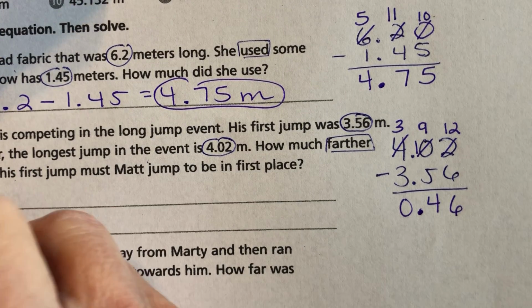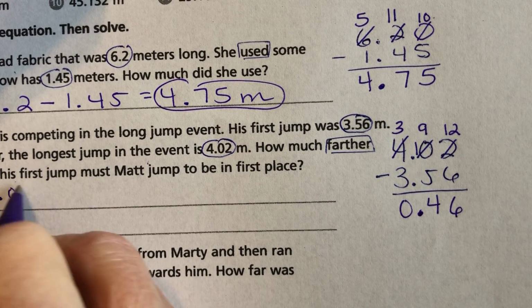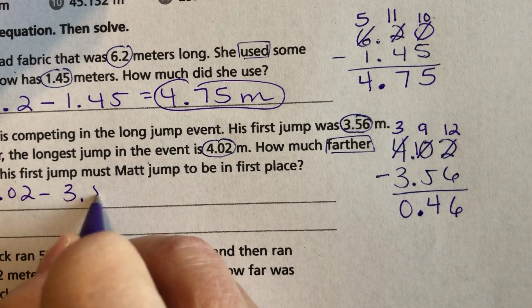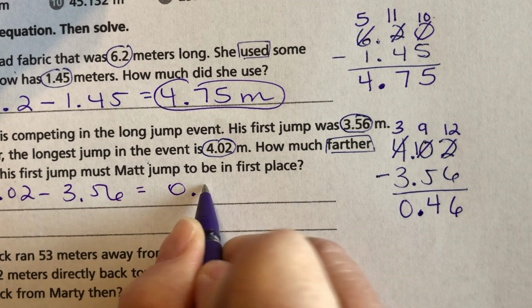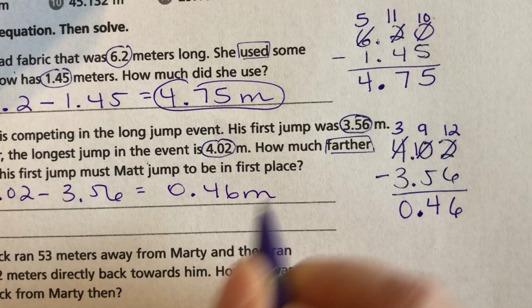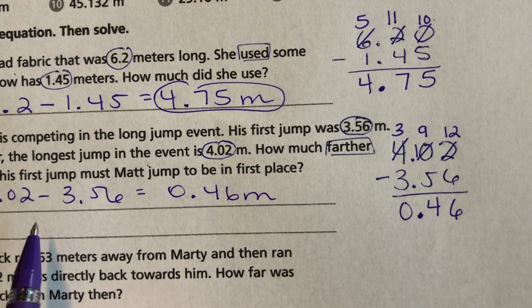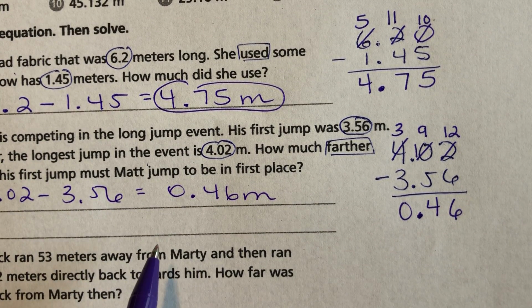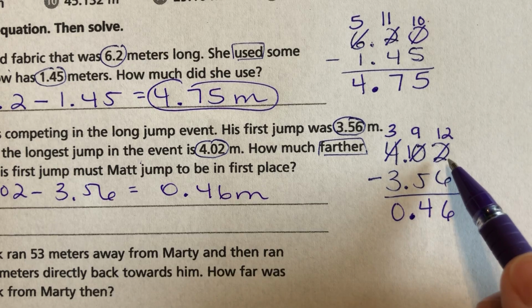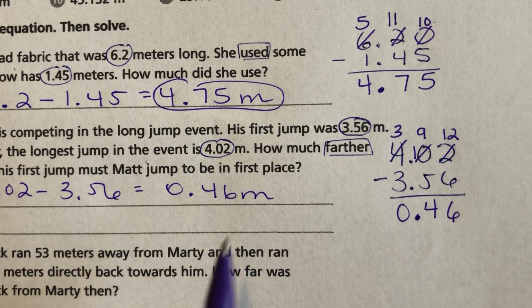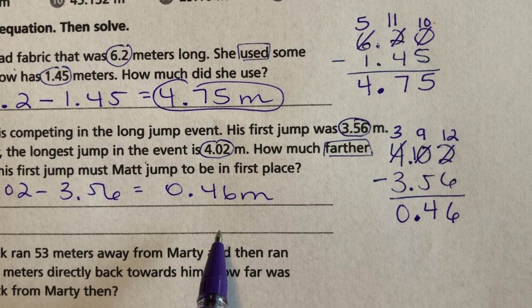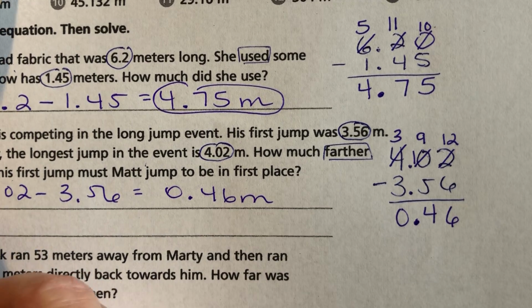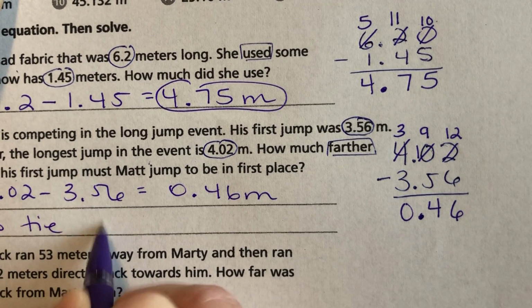So we can write our equation. We just did 4 and 2/100 minus 3 and 56/100 and got 46/100 of a meter. But honestly, if he wants to be in first place, would that get him in first place? I guess it would be a tie for first place. So to tie for first.